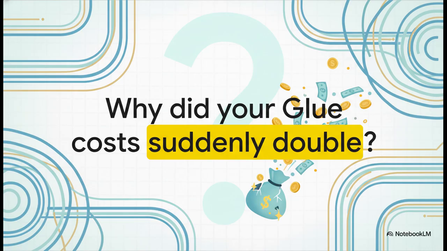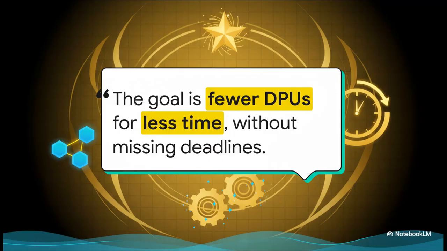You know, it's a classic nightmare scenario, right? Your data pipelines are humming along, everything seems totally fine, and then, bam, the bill drops and your Glue costs have just exploded. It's a super common problem, but the good news is it's absolutely solvable. And really, it all boils down to this one simple idea.